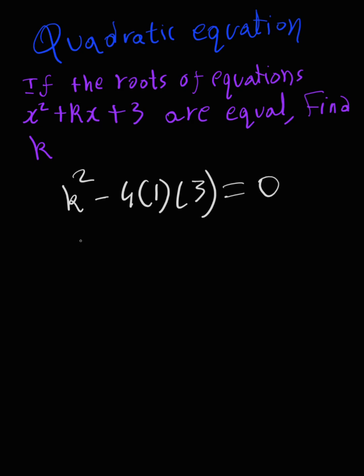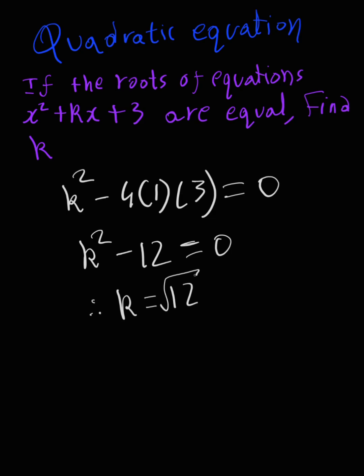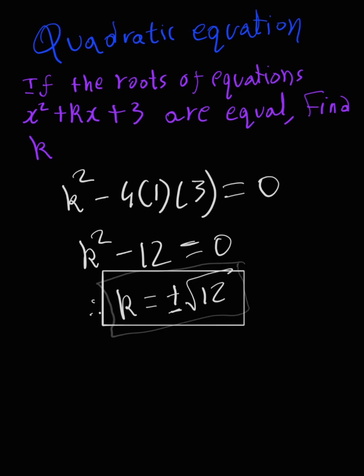So k square minus 12 is equal to 0. Therefore k is equal to root 12. But when we put a square root sign, we have to be careful to write plus minus root 12. So this is going to be our final answer. This is the value for k, plus minus root 12.